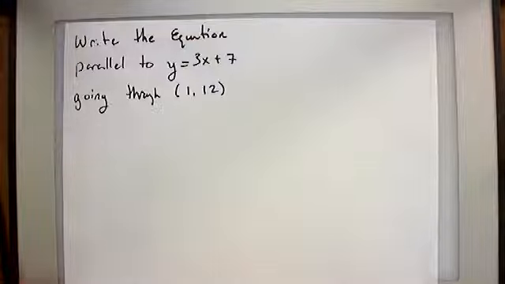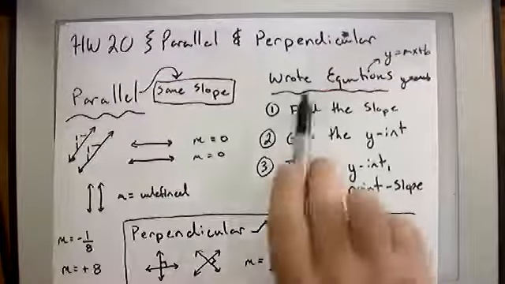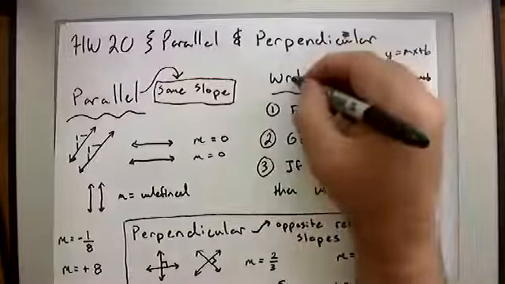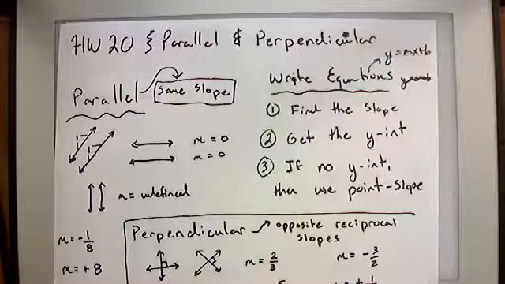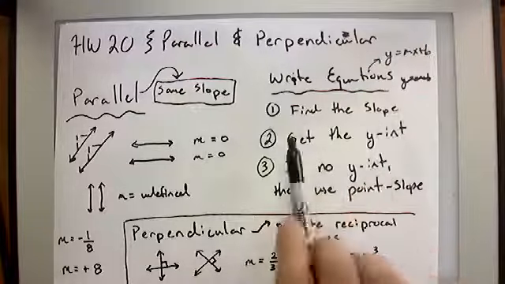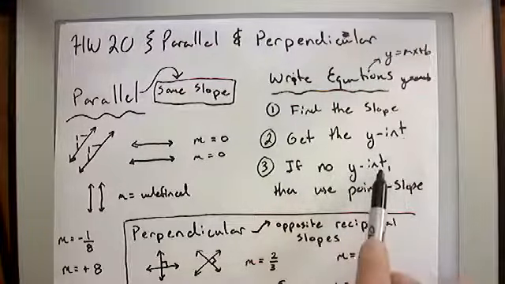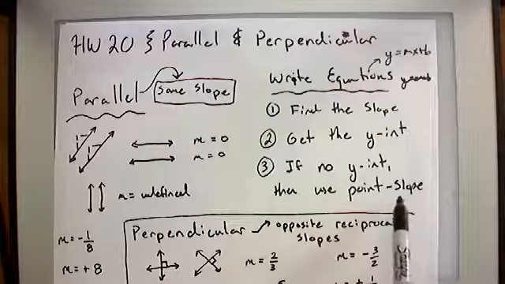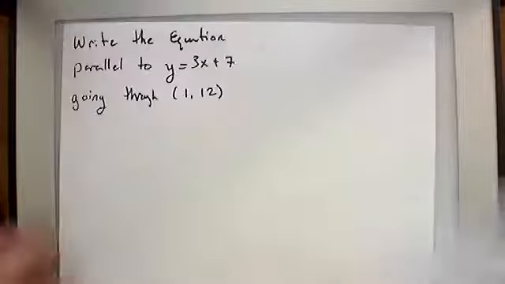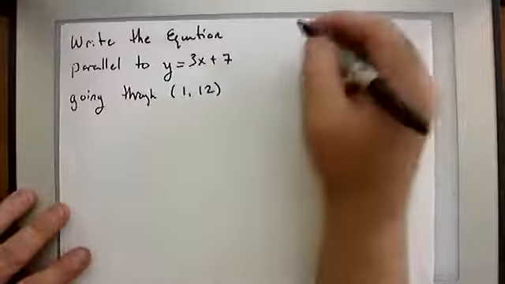The steps are the same. Remember, what did we just say? Let's go back to that first page. Just like homework 19, when you want to write the equation, you want to find the slope. You want to get the y-intercept. If you can't get the y-intercept, or if you just don't have it, then you're going to have to use point slope, all right? So first step for us is to get the slope.